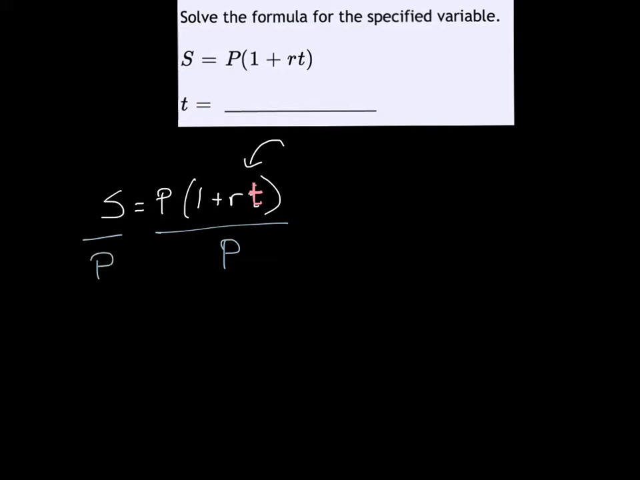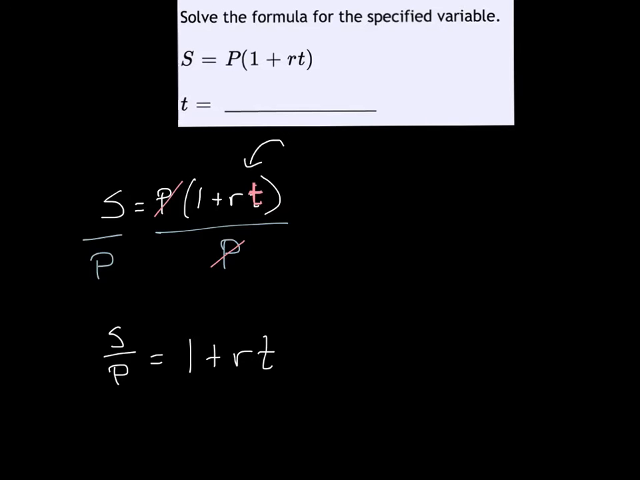In this case, when I divide by p, the p's end up canceling on the right-hand side of the equation. On the left-hand side of the equation, I just get s divided by p. And the right-hand side now is just 1 plus rt. Again, there's no reason for the parentheses, because the parentheses in the first version of the equation were solely to say that p was a value being multiplied by that quantity. But I've divided p out, the multiplication's gone, there's no need for parentheses.